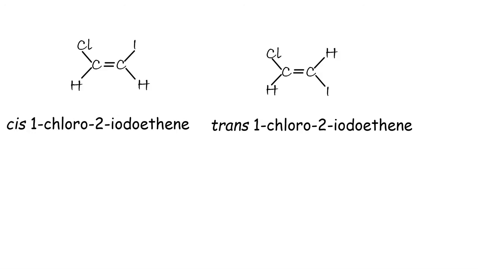Notice that even though this is a very short molecule, we still require locants for the chlorine and iodine substituents. This is because it would be possible for both of them to be attached to the same carbon atom. In this case, it would be 1-chloro-1-iodoethene.